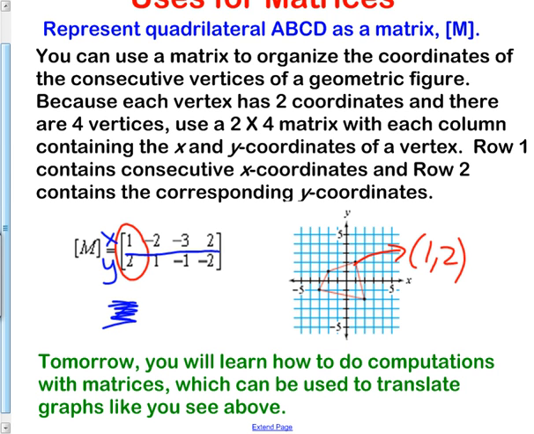But you won't have any 3D ones because to plot those points would be super, super hard. I had to do it in college and it's pretty tricky. So that is how we use matrices to plot points, like we did here with the quadrilateral. What else?